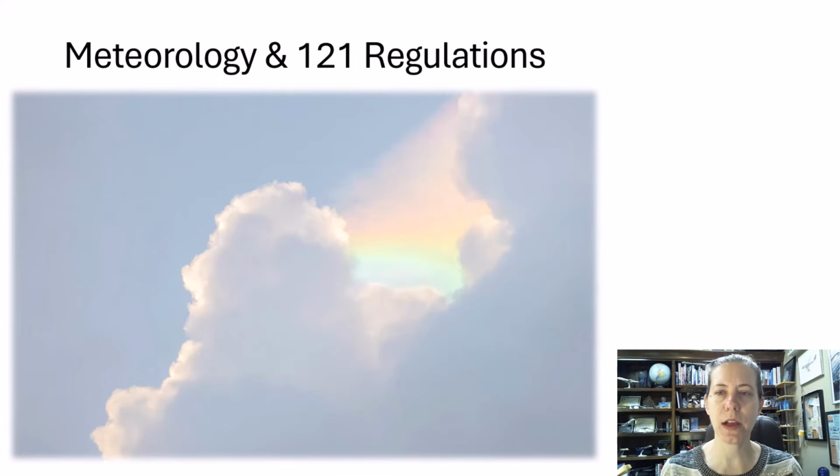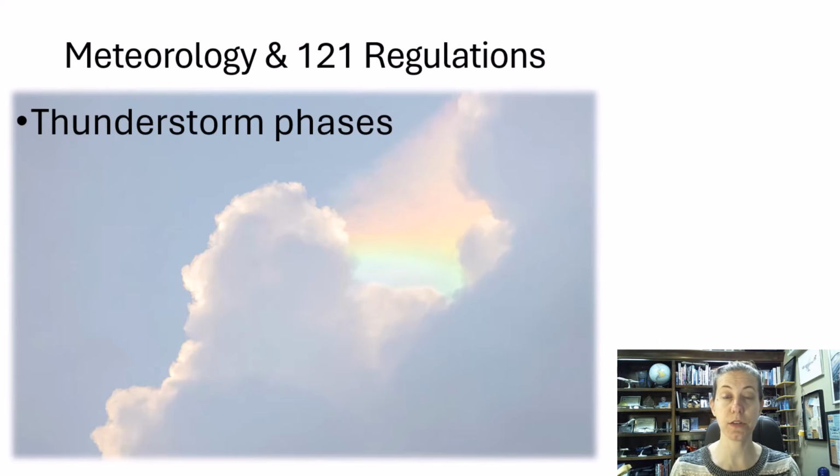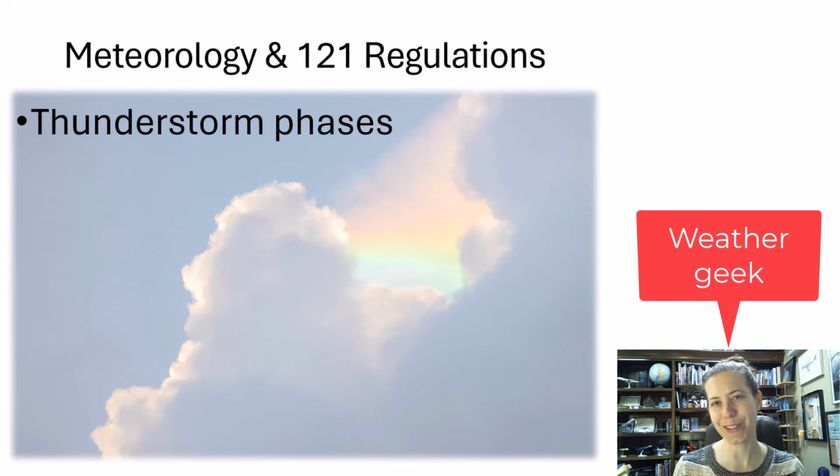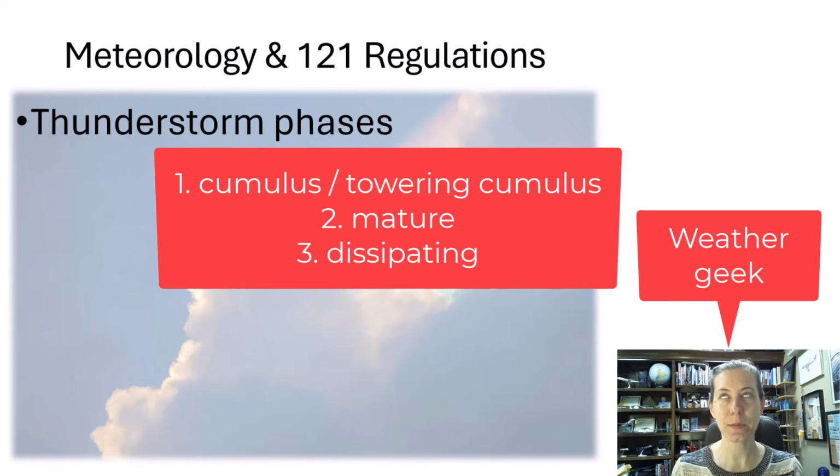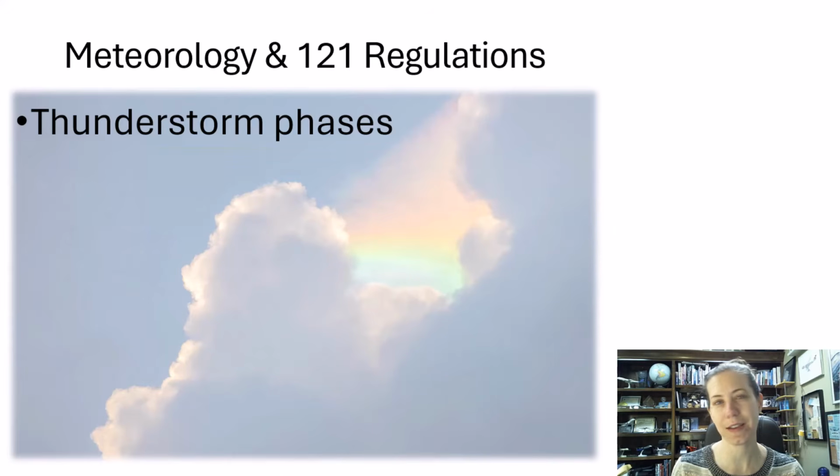Okay, meteorology and Part 121 regulations. Some random things that these people were asked about meteorology included the 3 phases of a thunderstorm. I love it, I teach meteorology. So the cumulus phase, sometimes called towering cumulus, the mature phase, and then the dissipating phase. The interviewee didn't elaborate on the thunderstorm phases. They just said the 3 phases, just like I said, and moved right on, so not even requesting more about that.